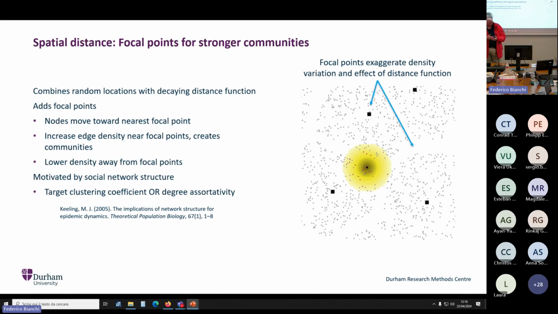And at this point, we've moved away from communication networks. We're now very much in social networks. This was actually for epidemic modelling. And what Keeling was trying to do here was be able to target either clustering coefficient or assortativity. You can't do both, but you can get one or the other, as well as edge densities and so on.